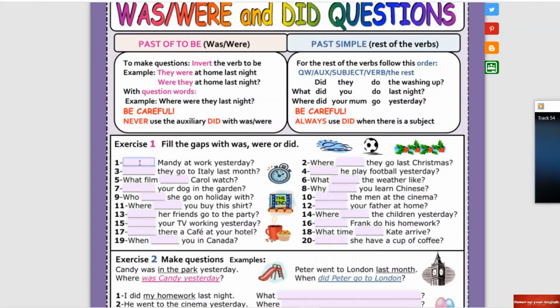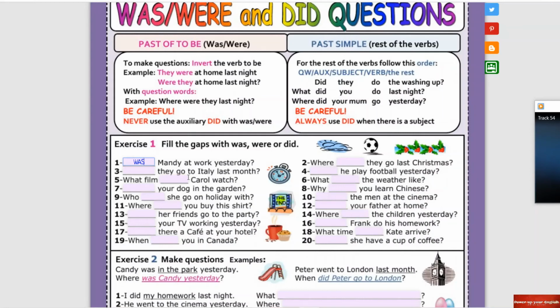For example, did Mandy, here we needed to do with was, were, or did. So here we would just want to ask if you would say that Mandy was at work yesterday. So remember that the questions when we used the was, we just need to invert. So the order always changes. So the subject is always in second position. So for example, where were they last night? And here we have Mandy, so it's singular, so we use was. Was Mandy at work yesterday?